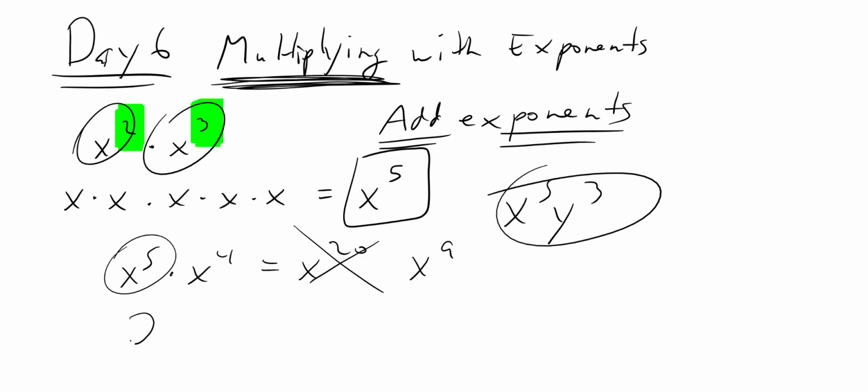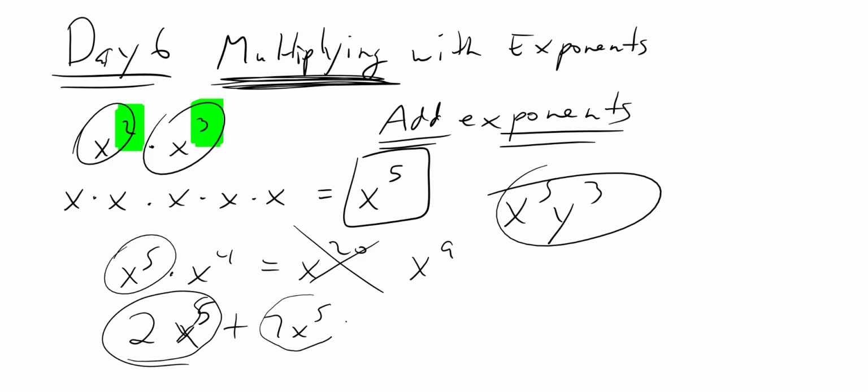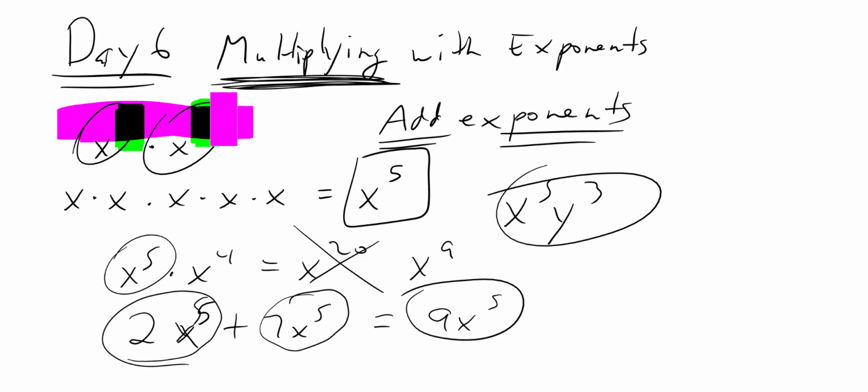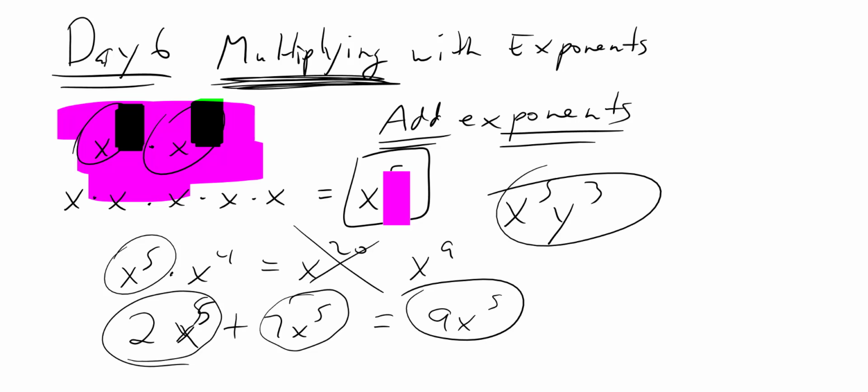All right, kind of the same thing if I did 2x to the 5th plus 7x to the 5th. That's different. That's why I want to show you that. If I have 2x to the 5th and I hand you 7 more x to the 5th, what do you have? You have 9x to the 5th. But when you multiply, like I did here, then you add the exponents. Very, very important.